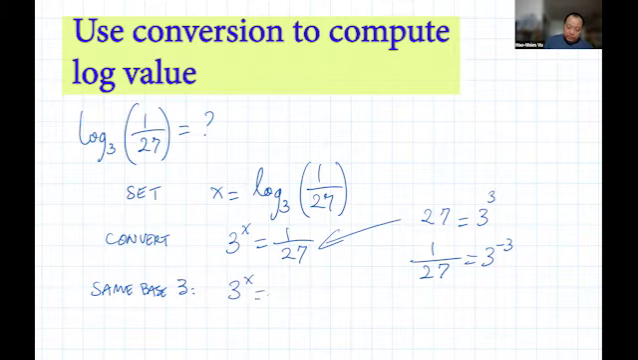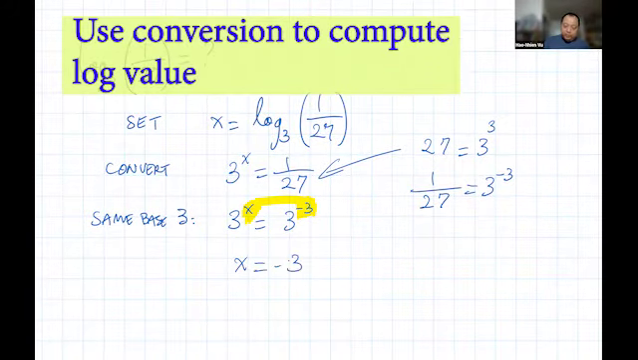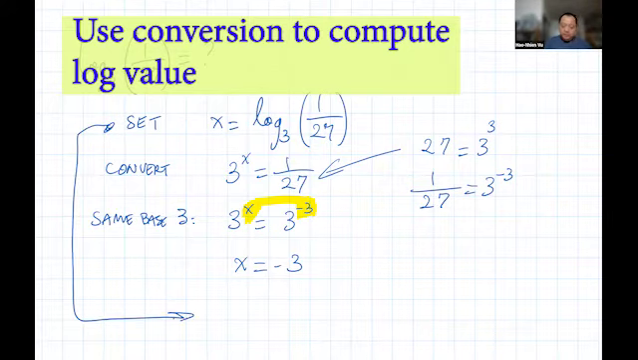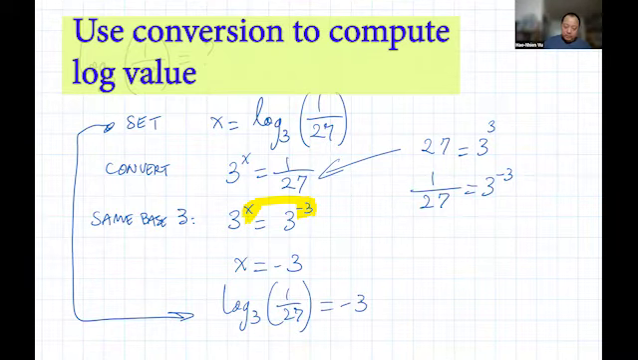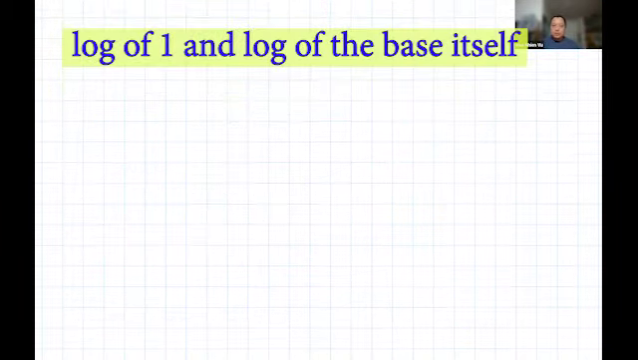3 to the x is equal to, all of this is 3 to negative 3. I equate the two powers. They must be equal. That tells me that x equals negative 3. But x is the logarithm. So that means log base 3 of 1 over 27 is equal to negative 3. Using the same method, I'm going to compute a couple of special values of logarithm.